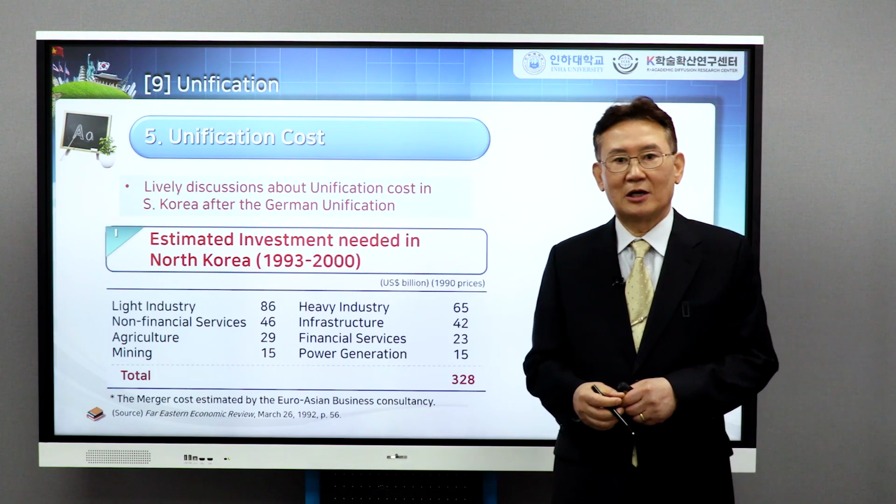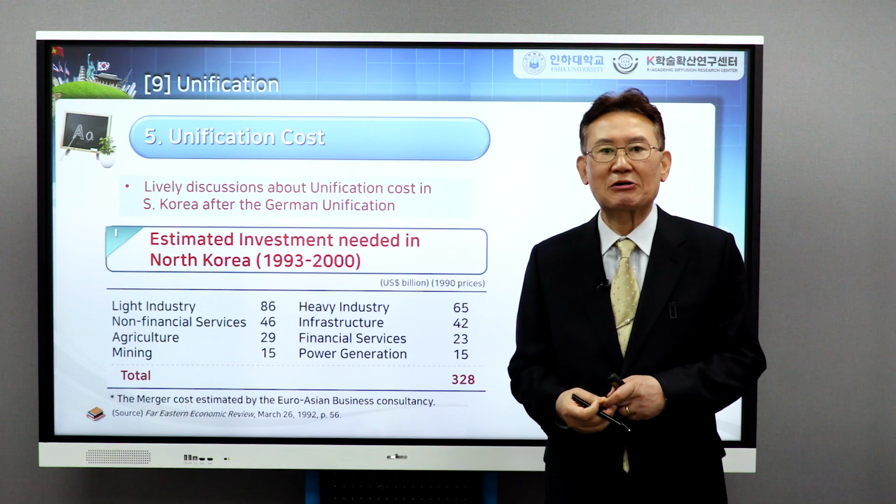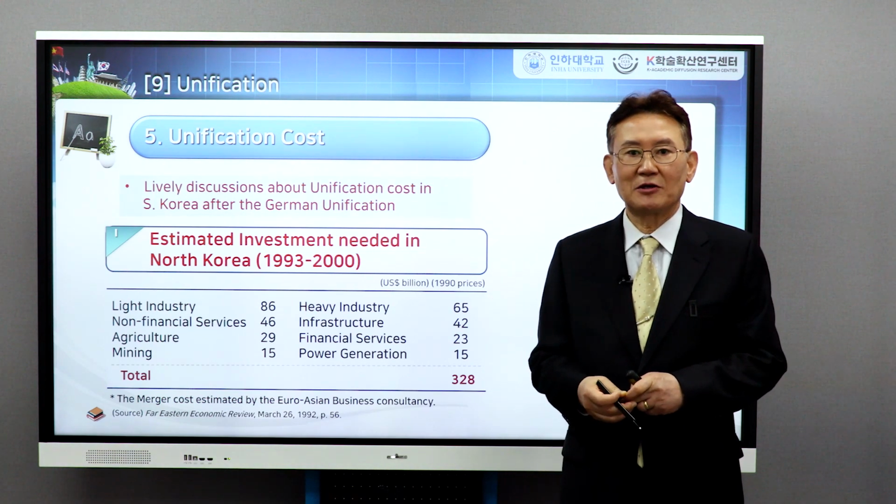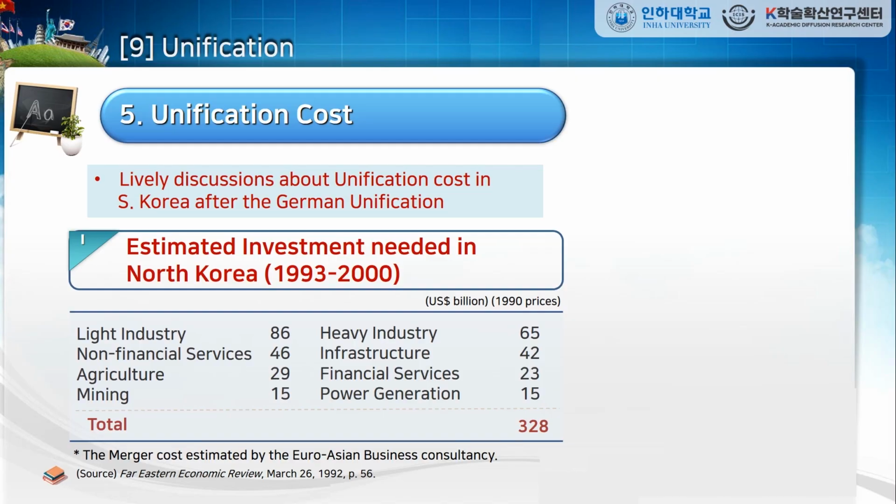Now, I will turn to the unification cost after the German unification. After the Cold War system was demised, same as the former Soviet Union, Germany became unified with the absorptive unification. And many South Korean people had hope that they might achieve unification sooner or later. So many people are talking about the unification cost in South Korea in case of a contingency situation in North Korea.